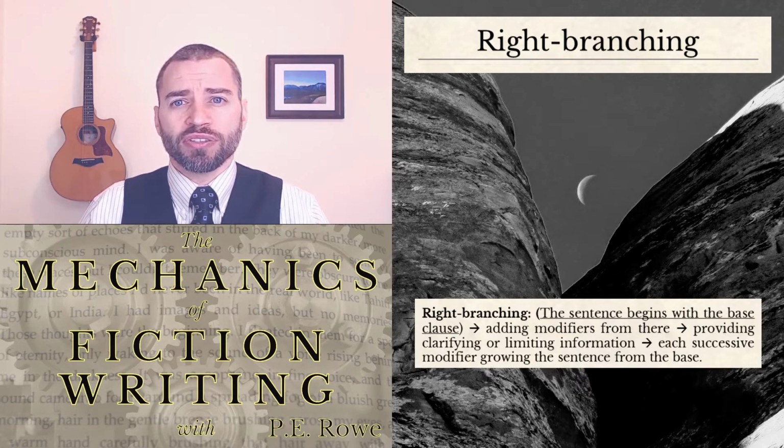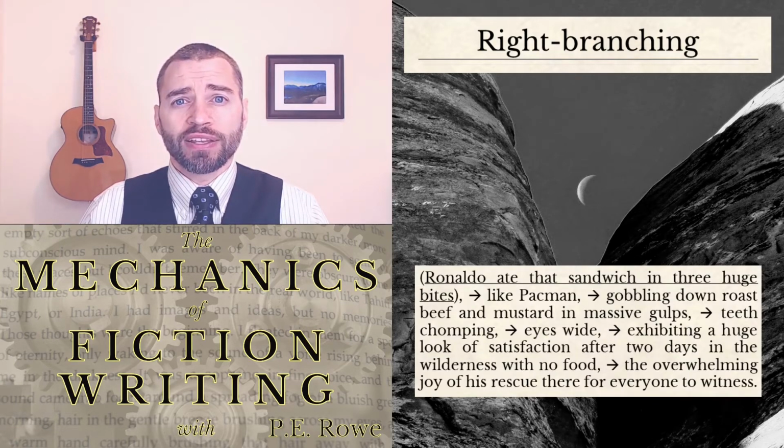Right branching sentences start with the base clause at the beginning and move forward from there. Ronaldo ate that sandwich in 3 huge bites, like Pac-Man, gobbling down roast beef and mustard in massive gulps, teeth chomping, eyes wide, exhibiting a huge look of satisfaction after 2 days in the wilderness with no food, the overwhelming joy of his rescue there for everyone to witness.